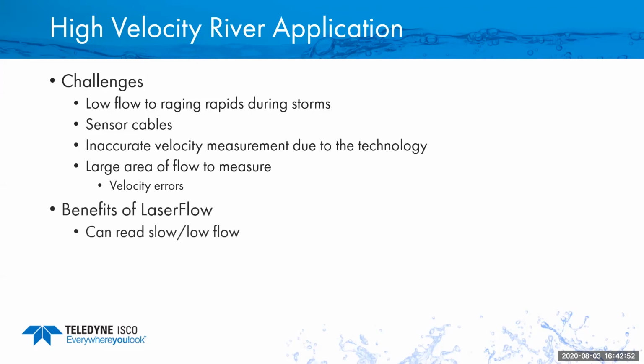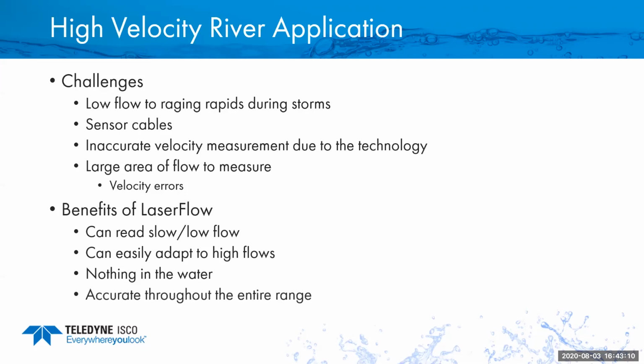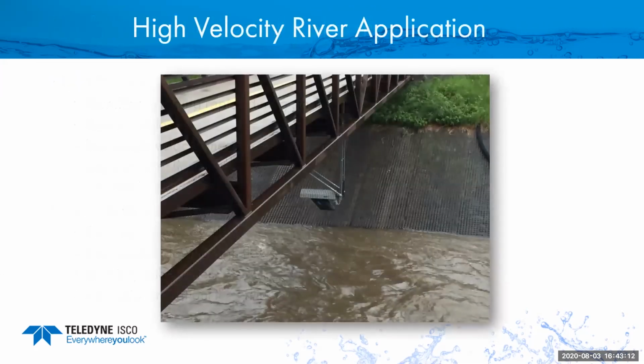The laser, the good thing about that is it can read very slow and low flow. So we can read down to almost a crawl. It can adapt to the high flows as well. So it's going to do a good job overall on that application. And there's nothing in the water, so you don't have to worry about something getting torn out. Here's a good example of one that was a site in Lincoln. And you can see normally when they had flow, they had no flow, or they had a lot of flow here. So this was a really, really good way of measuring that as opposed to putting something in the flow.